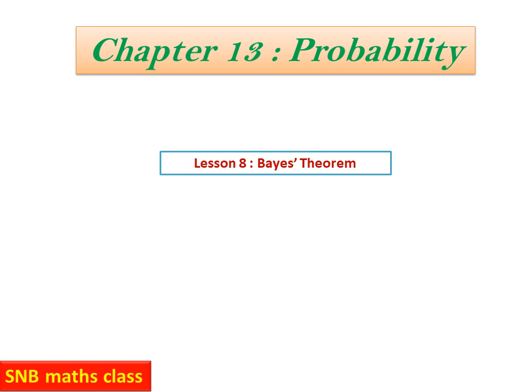In the last class we completed the total probability theorem and the problems related to it, and I made it clear. Students, please note there is a close connection between the total probability theorem and Bayes theorem. So first you have to revise the total probability theorem, then you should take up Bayes theorem. Let us proceed.